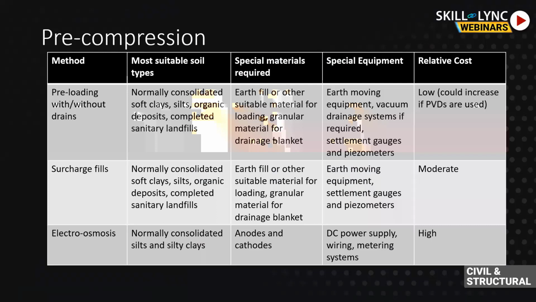And then electroosmosis is a very costly method, but it is highly effective. In this method, anodes and cathodes are placed in the soil strata, and the water and other positively charged particles in the soil strata move towards the cathode. And the water gets collected at the cathode. But we have to mechanically pump out the water if the method has to be speeded up.